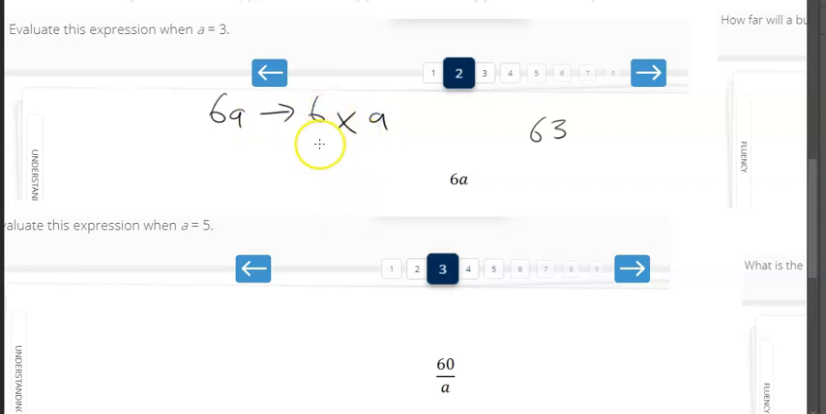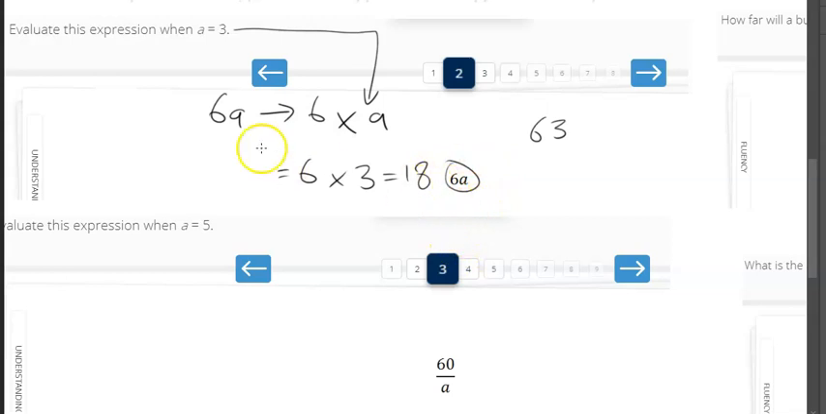Okay, there's an invisible times in between, and the reason why we don't write that times is because it can get confused with the letter x. So we'll leave it in this form, but what this actually means is 6 times a. And now that we know that a is equal to 3, what we're working out is 6 times 3, which is 18. So be very, very careful of that whenever you see a number and a letter next to each other, in algebra world, that means that number times that letter. In this case, because a is equal to 3, it is 6 times 3.